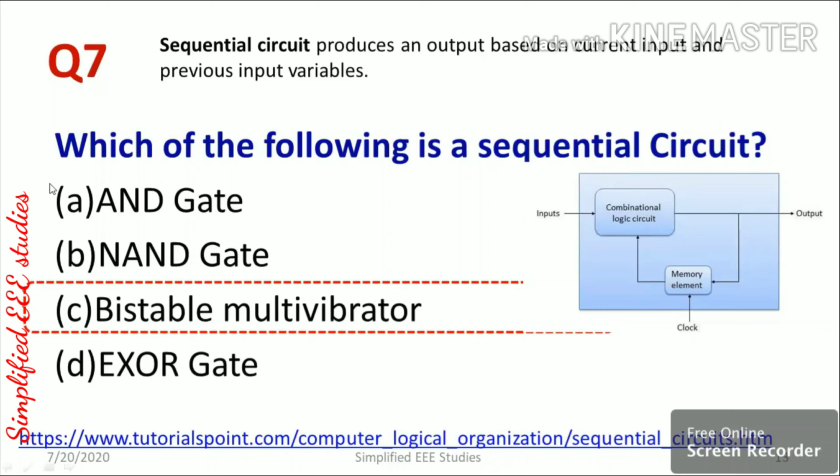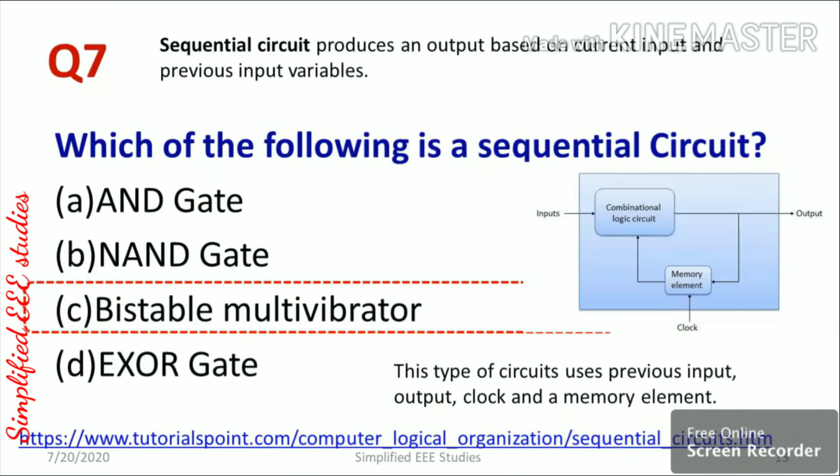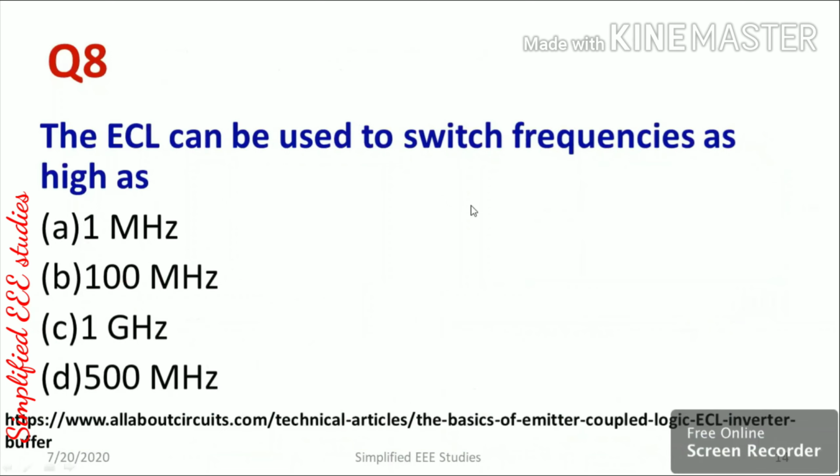In a combinational circuit, that means AND gate, NAND gate and XOR gate, the output does not depend on previous input variables. Okay, so this is the difference between sequential and combinational circuits. This type of circuit uses previous input, then clock and memory element. So that's a peculiarity of a sequential circuit. So bistable multivibrator is one example of a sequential circuit.